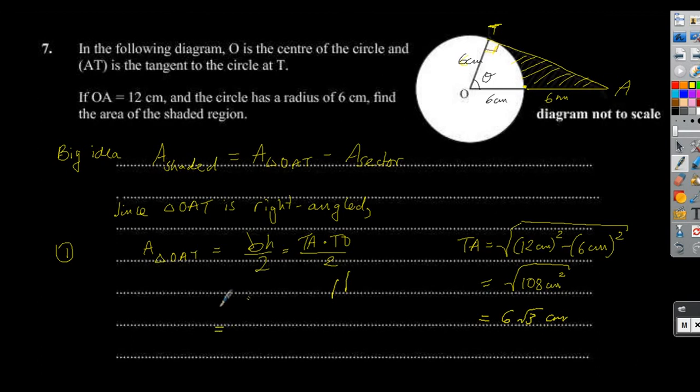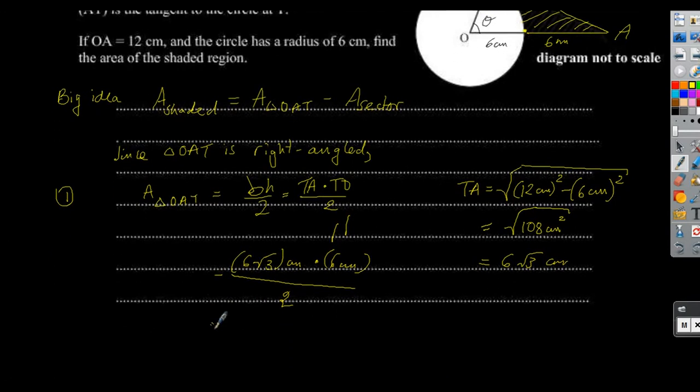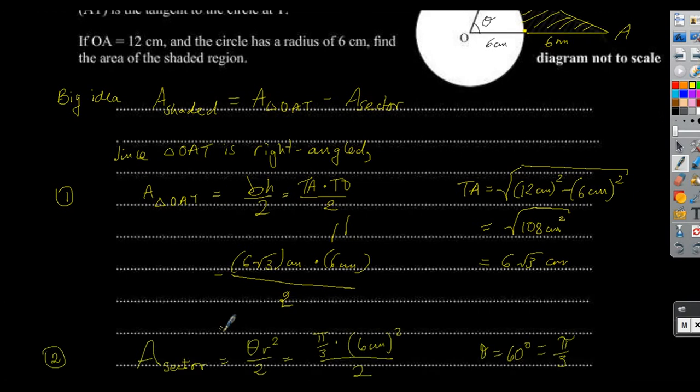I've just calculated TA. That's 6 root 3 centimeters multiplied by TO, which is 6 centimeters, divided by 2, and now you simplify that and you should be getting 6 by centimeter squared, since this is an area.